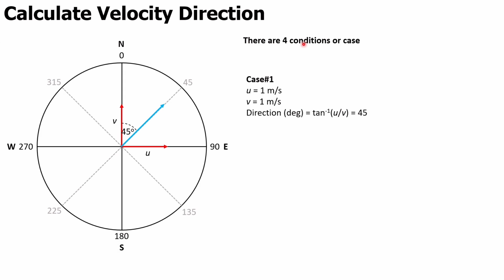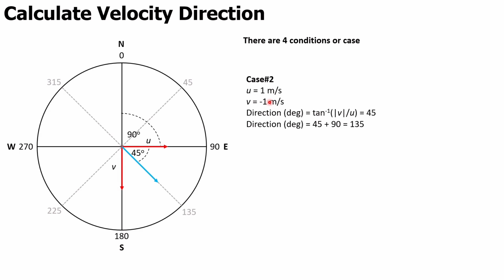There are four conditions or cases when we are calculating the velocity direction. In the first case, both of our velocity components are positive values, which is illustrated as a red arrow in this image here. This blue arrow here is the velocity magnitude. To calculate the direction from the north axis, we use the inverse tangent of the u velocity component divided by the v velocity component.